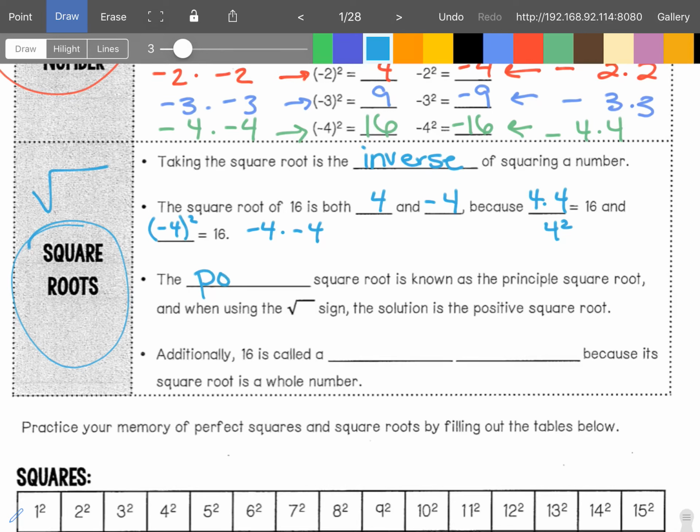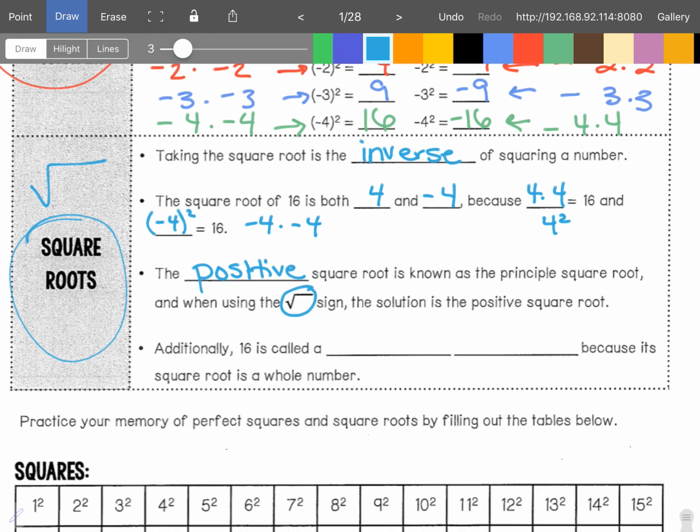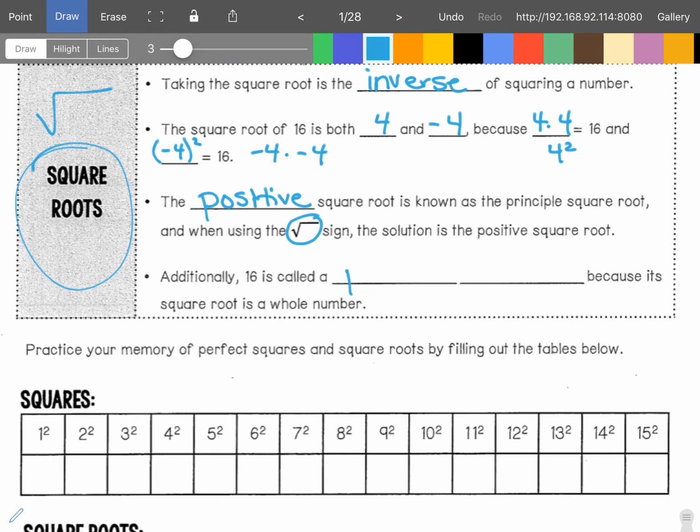The positive square root is known as the principal square root. And when using this radical sign, the solution is the positive square root. Additionally, 16 is called a perfect square because its square root is a whole number.